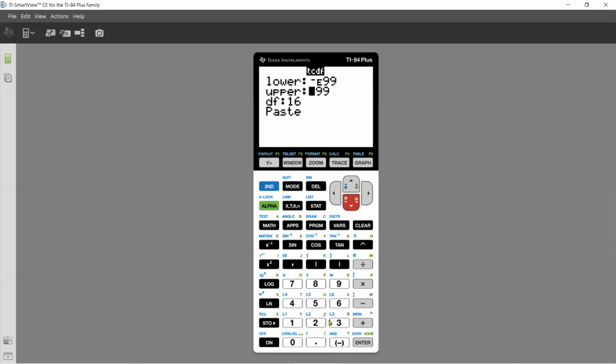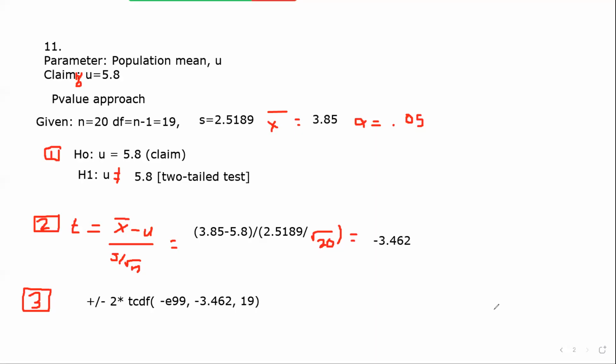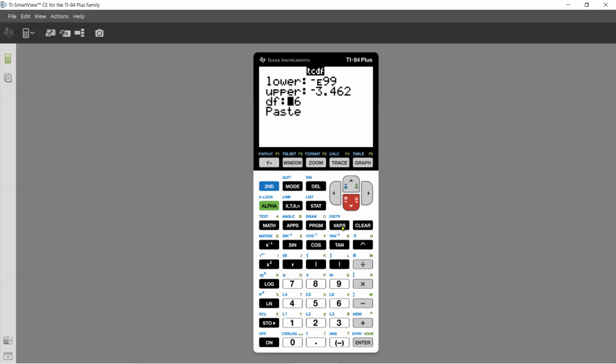negative 3 point, is it 462? Is that what I said? Let me check. I think so. Let me double check it. Yeah, negative 3.462 and 19. So now this is 19. Don't be thrown off by the 16. That was the previous problem that we did. Here's my numbers. Okay, there they are.